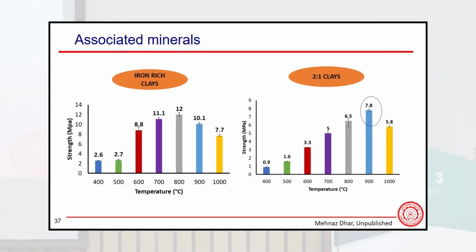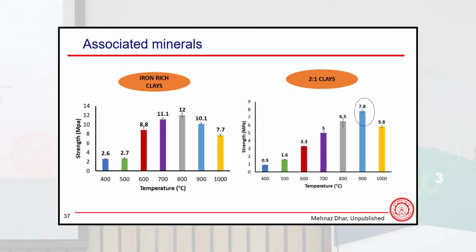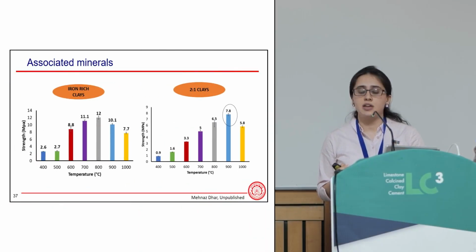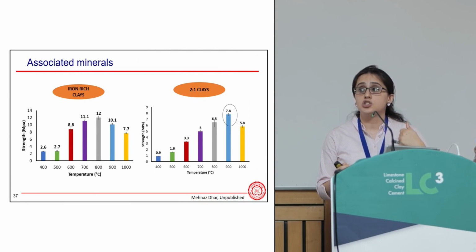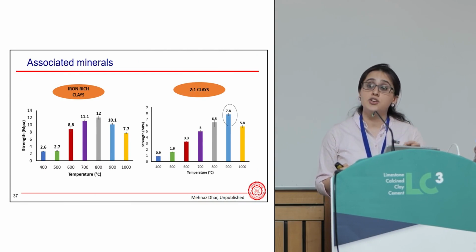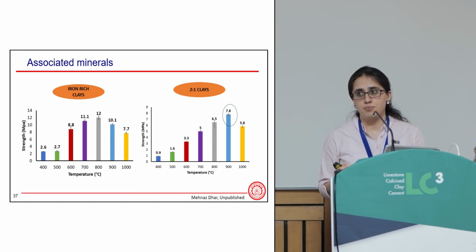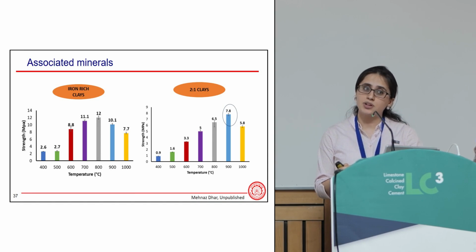We need to identify it. Talking about the other associated minerals which can have an influence on the pozzolanic reactivity, we found that the chlorinated clays which are rich in iron show a higher reactivity, and that too at a very low calcination temperature. So iron-rich clay reduces the optimum calcination temperature. We need to calcine these clays at a slightly lower temperature as compared to the clays which are rich in quartz.